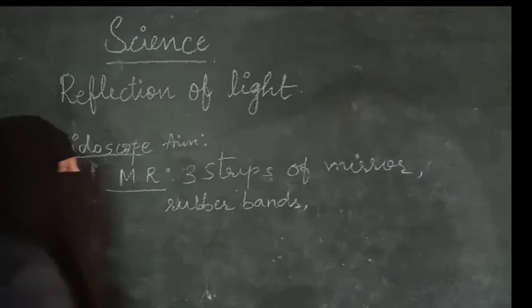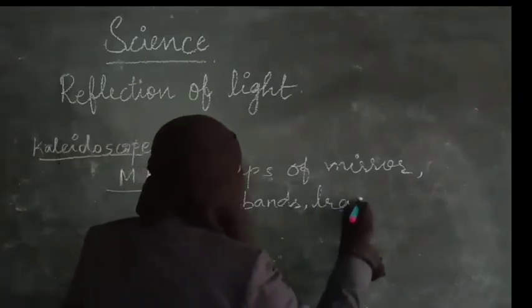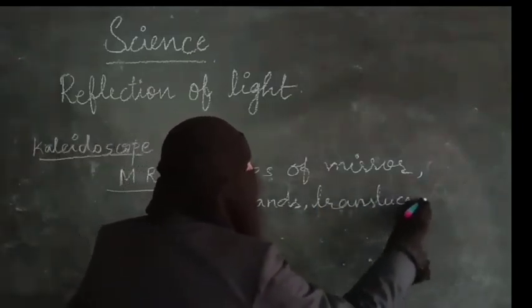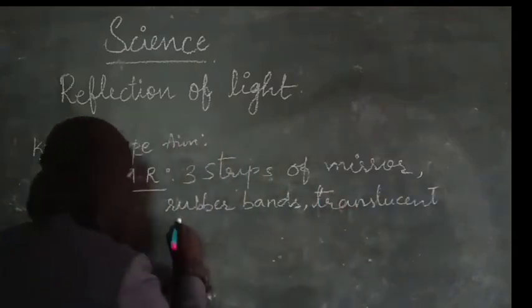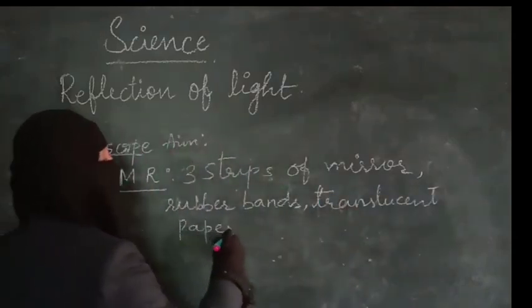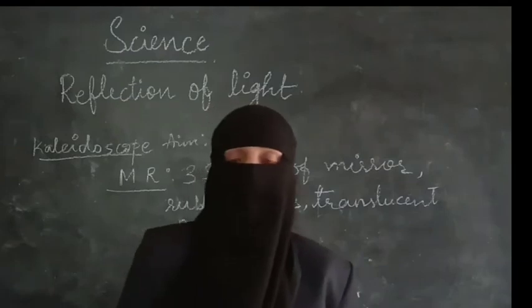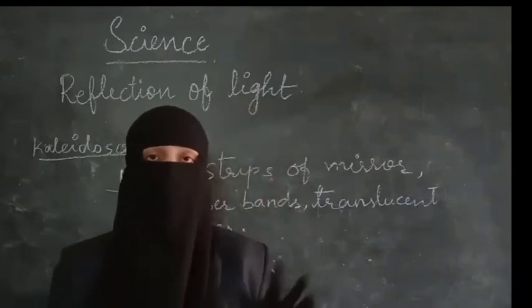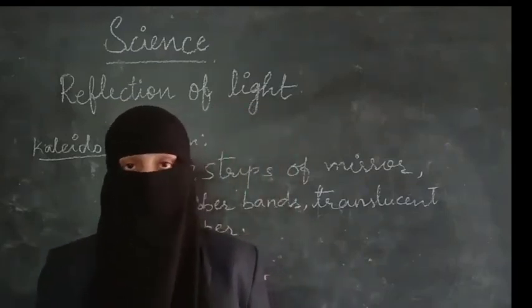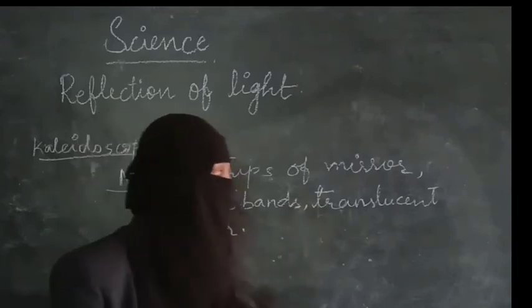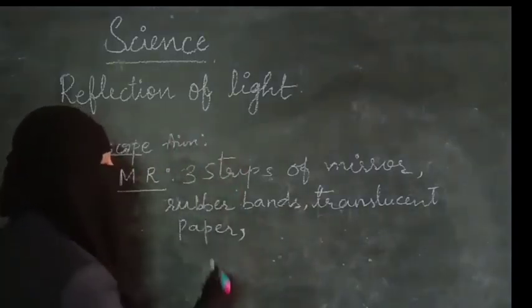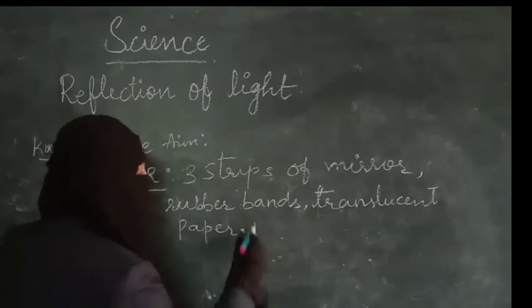And translucent paper. You can take white paper and make it into translucent paper. Like take a white A4 size paper and put some drops of oil on it. So what happens? It will become translucent paper. You can use the translucent paper here and some pieces of bangles.